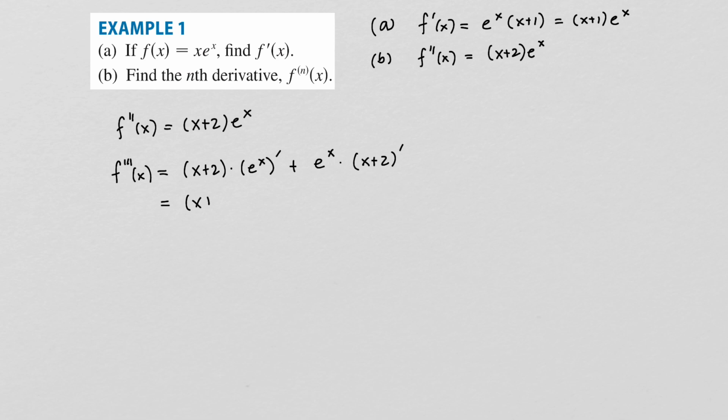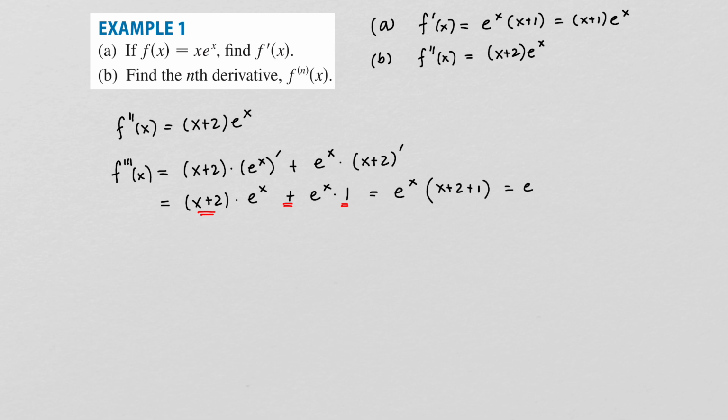And this is equal to x plus 2 times the derivative of e to the x, which is e to the x, plus e to the x multiplied by the derivative of x plus 2, which is 1 again, right? Because the derivative of x is 1 and the derivative of 2 is 0. And then just like before, if I factor out e to the x, what I have left over is x plus 2 plus 1.